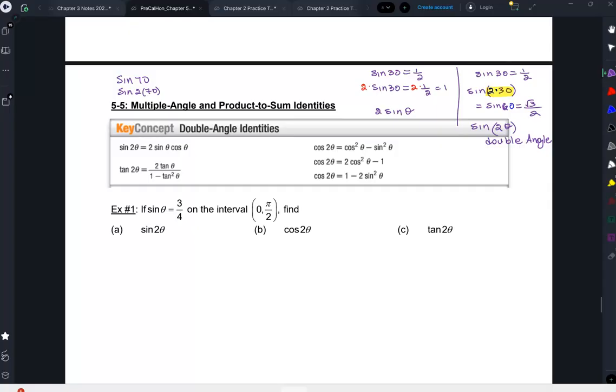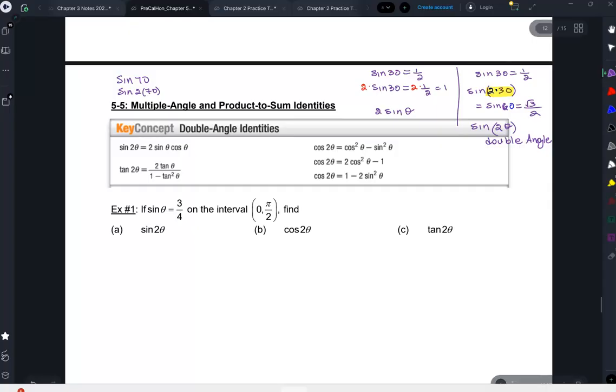It's just where it is, right? Because if I had sine of 100 positive, sine of 2 theta, 200, now it's negative. So depending on where your original angle is, the double angle will change its sign. So just watch out for that.